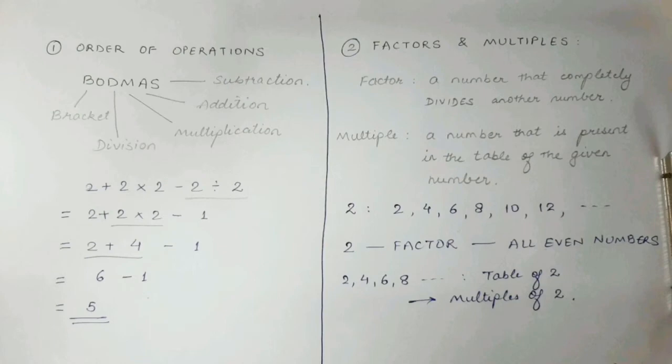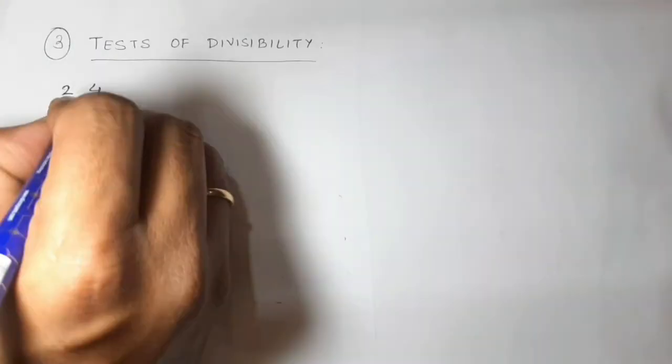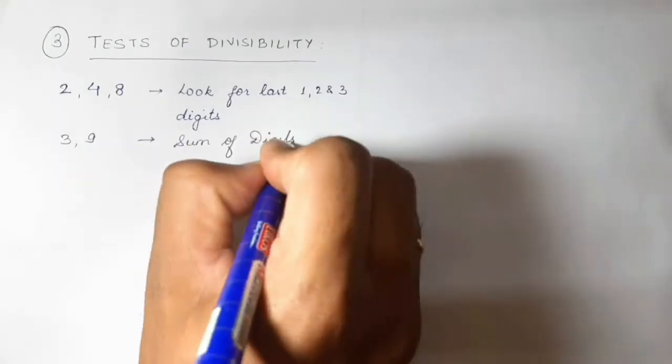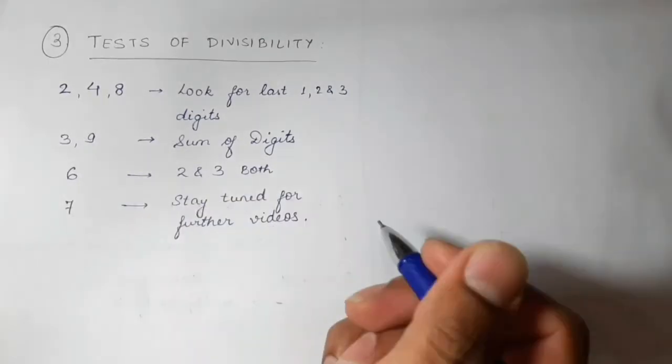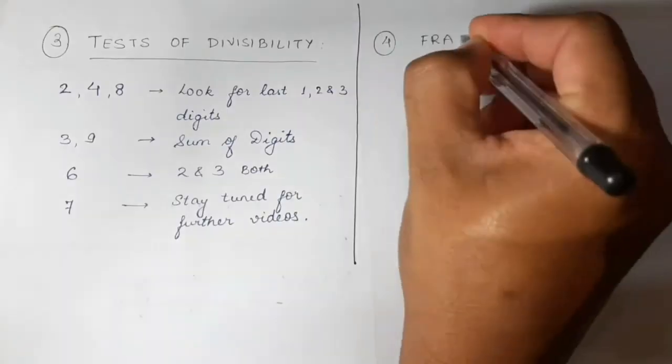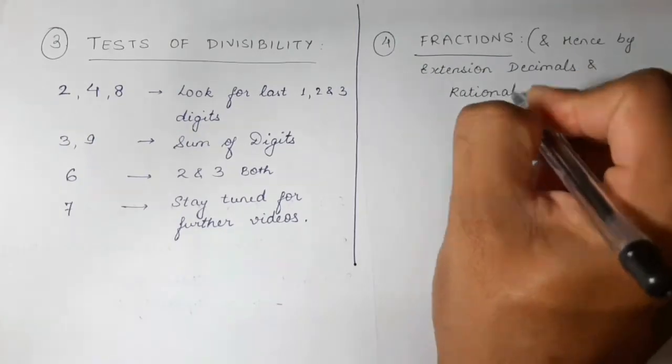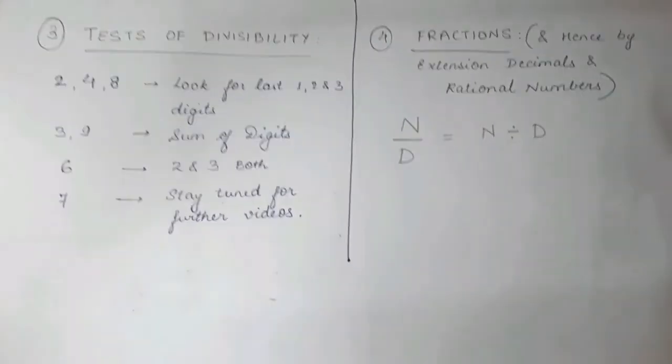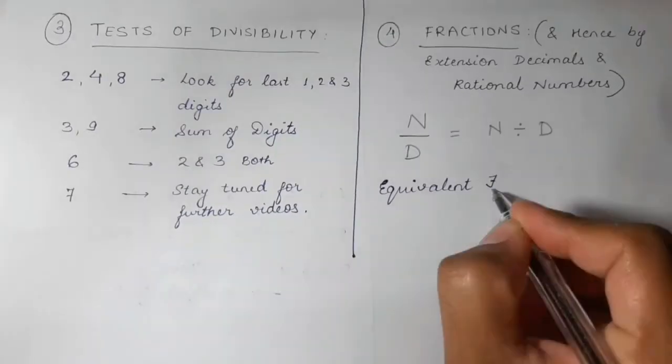The next topic that students have difficulty with is the tests of divisibility. 2, 4 and 8 have tests of looking at the final 1, 2 and 3 digits. 3 and 9 have the same sum of digits type of test. If a number follows the 2 and 3 tests, it will follow the 6 test, and 7 will be revealed in later videos. Fractions are a big disaster because most often numerator and denominator are confused.